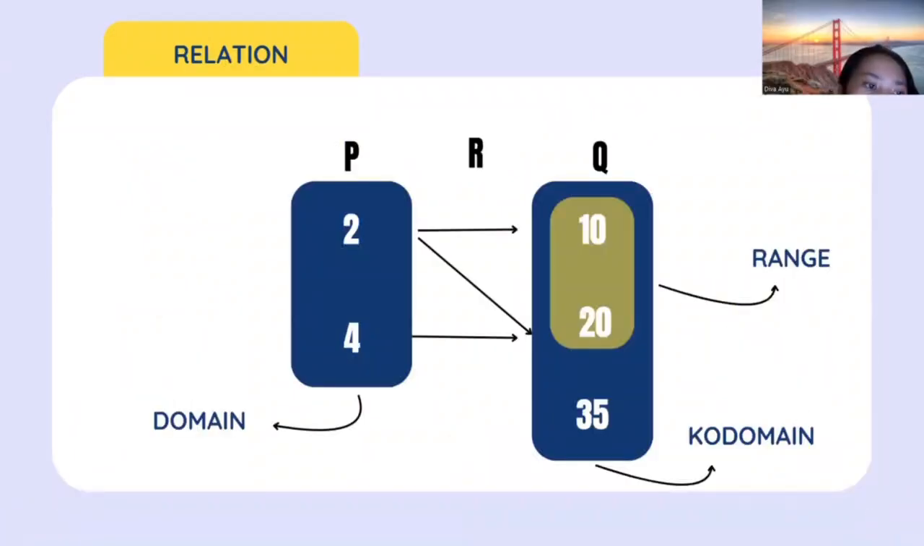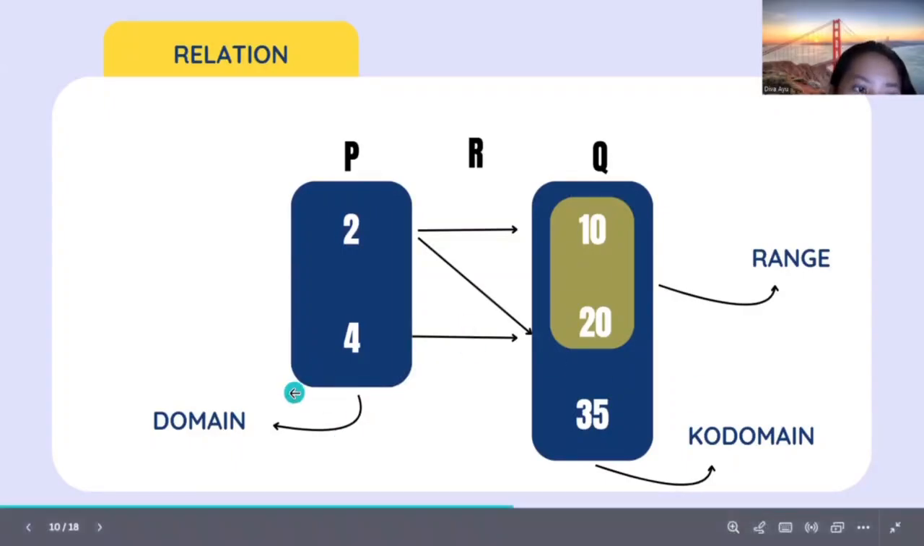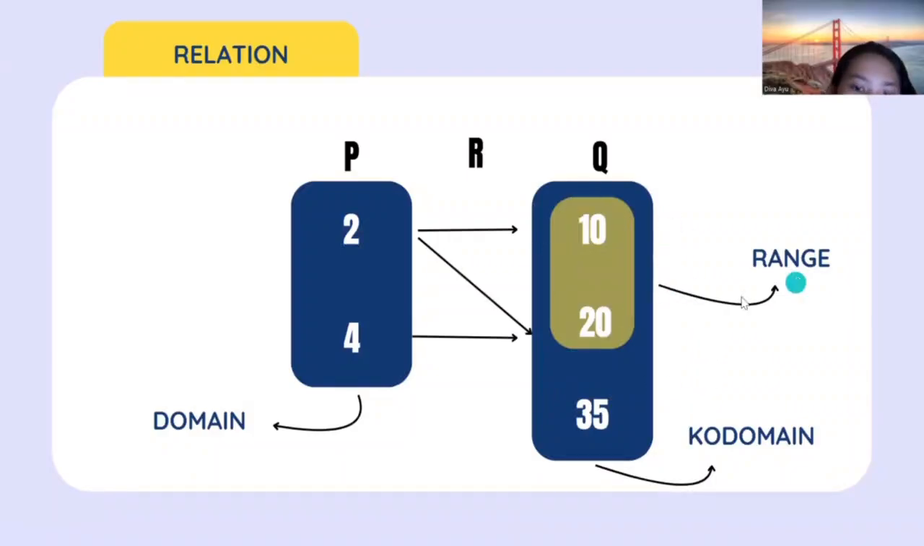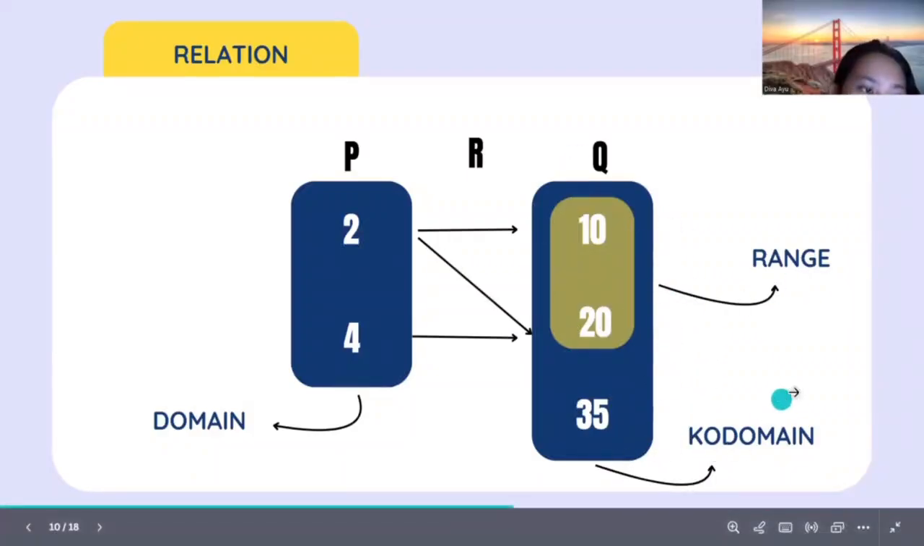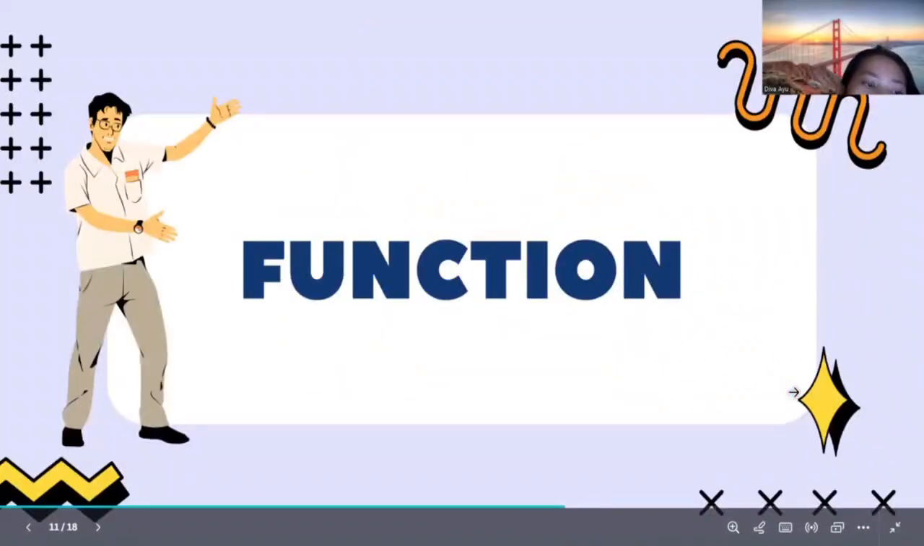Next, here is an arrow diagram to learn what is domain, range, and codomain. So, this is the domain, this is the range, and this is the codomain. Next is function.